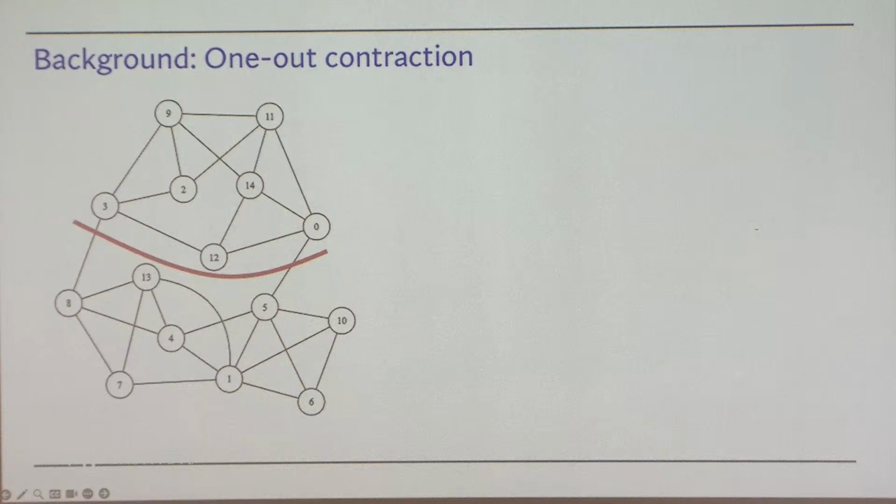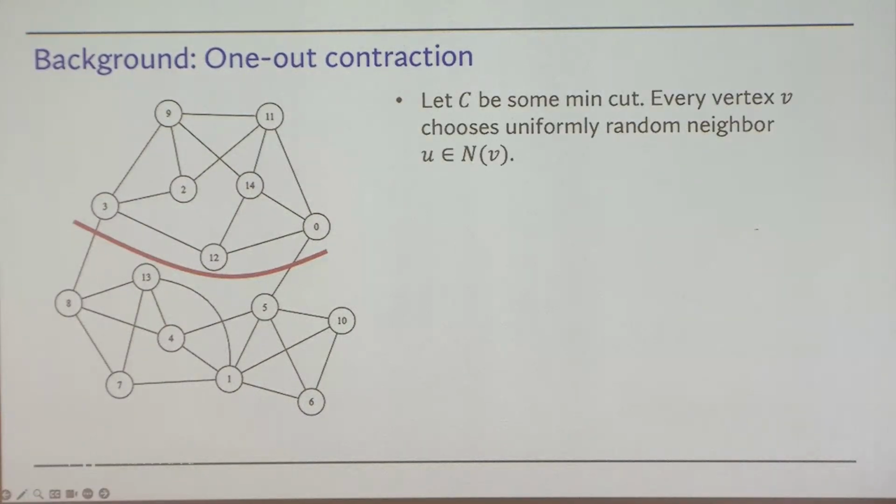So one of the ways you can think about it is something related to a graph percolation process. So you think of a min cut. Fix your favorite min cut over here. And for every vertex in the graph, choose one of its neighbors uniformly at random. Right?